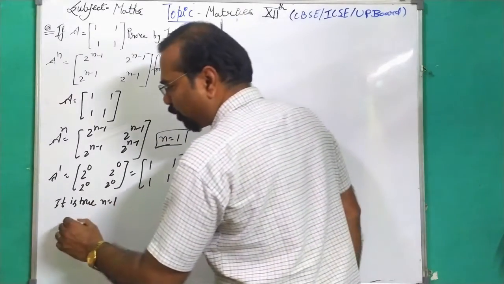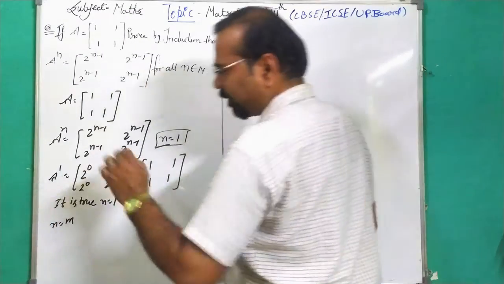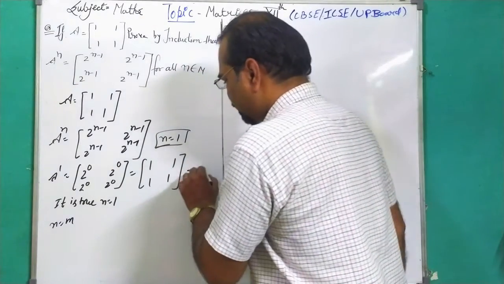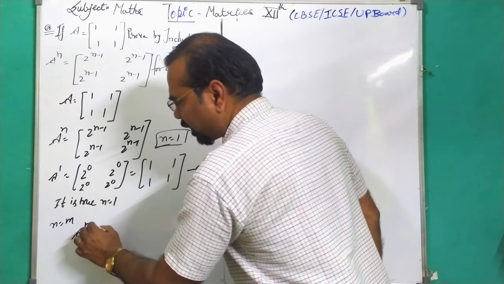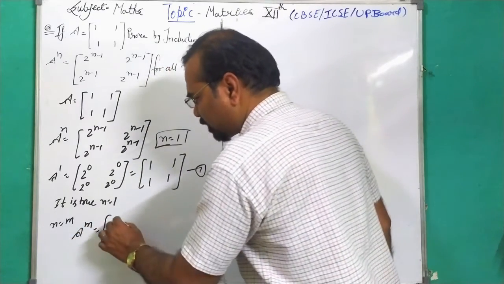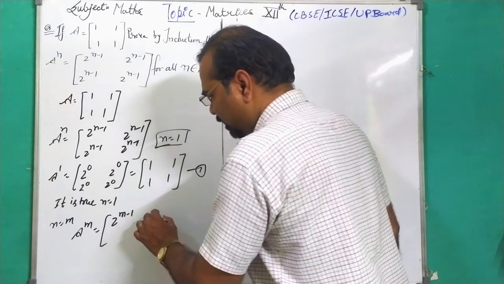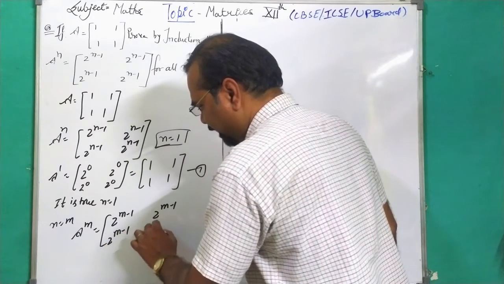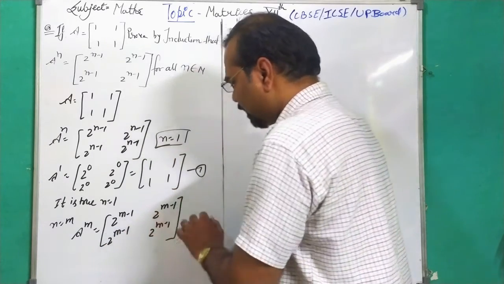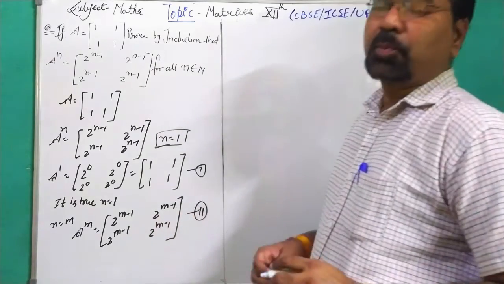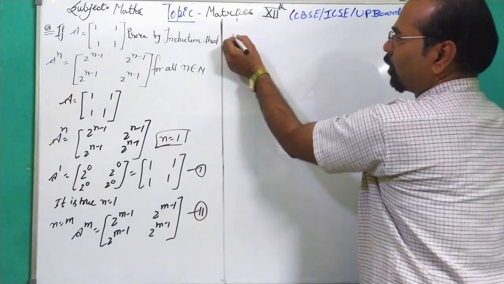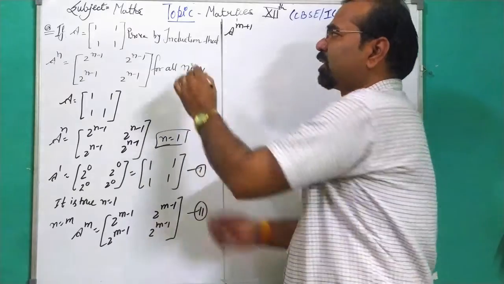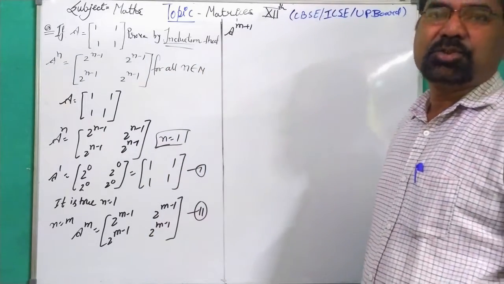Now assume it is also true for n equal to m. That is equation 1: A to the power m is [2^(m-1) 2^(m-1); 2^(m-1) 2^(m-1)]. This is our assumption. Now we have to prove that it is also true for A to the power m plus 1, as per the condition of induction.